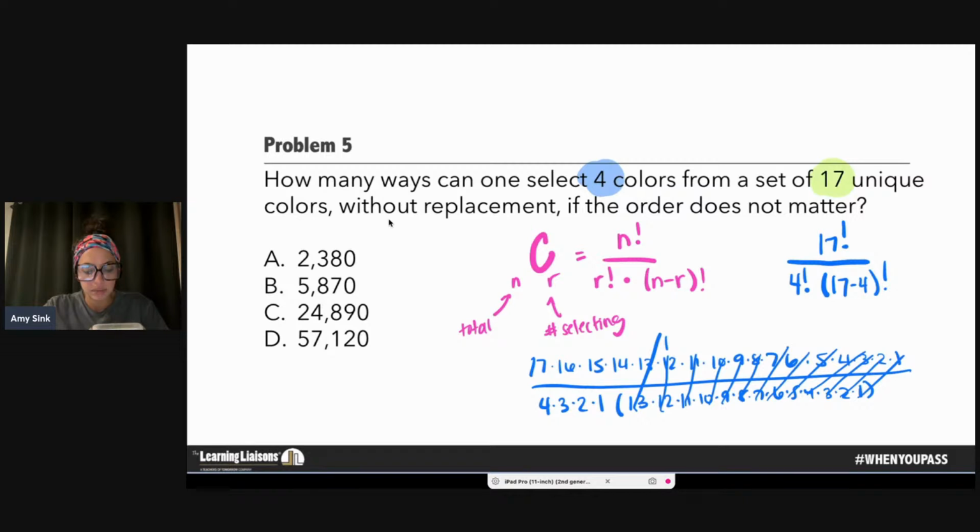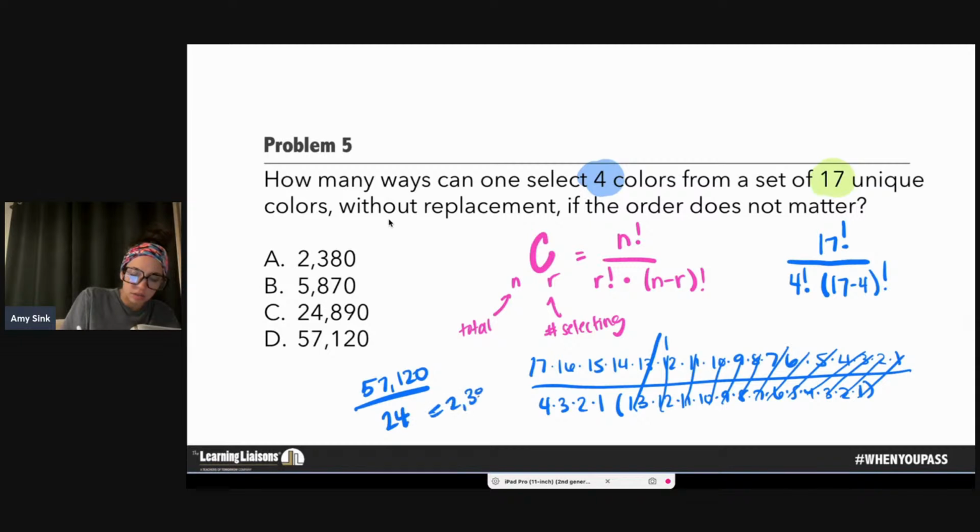17 times 16 times 15 times 14 equals 57,120, divided by 4 times 3 is 12, times 2 is 24, which equals 2,380, which is A. And that is the combination formula. Questions?